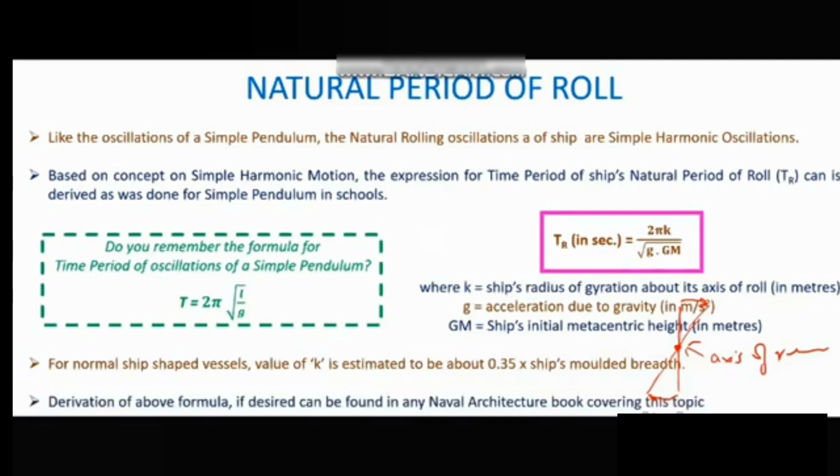The derivation of this formula, which is 2 pi K under root G GM, is in any of the naval architecture books, which you can refer to, but it's not required, so don't worry about it. Leave it. So please take down this formula. TR in seconds is equal to 2 pi K under root G GM, the time period of natural roll of a vessel. Taken?